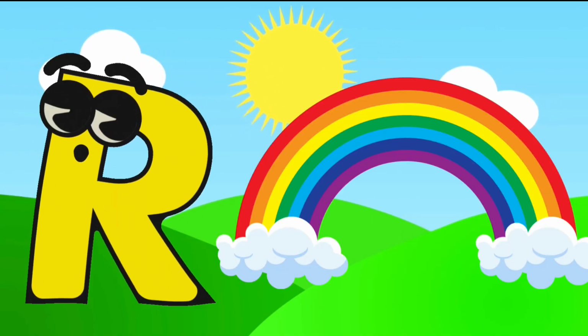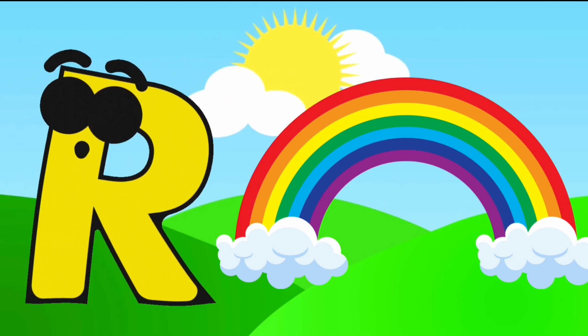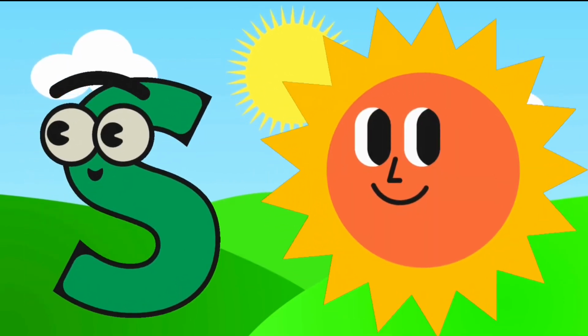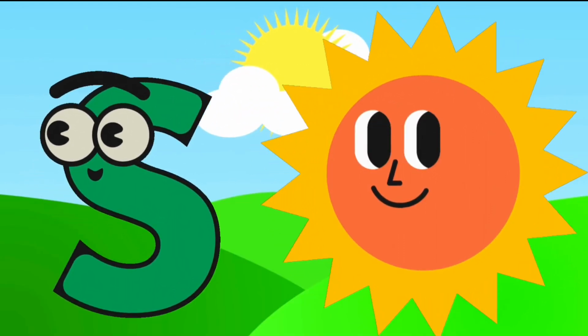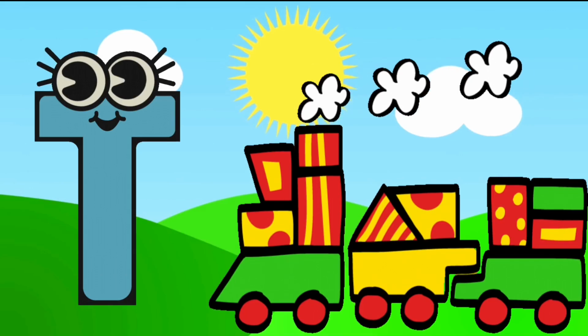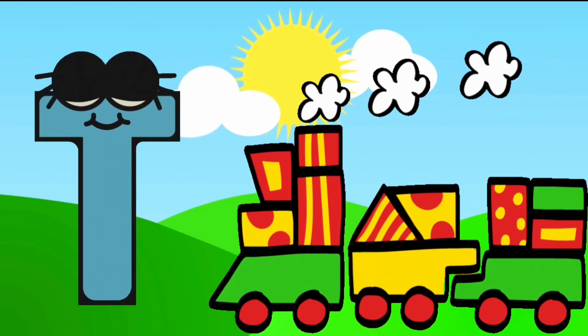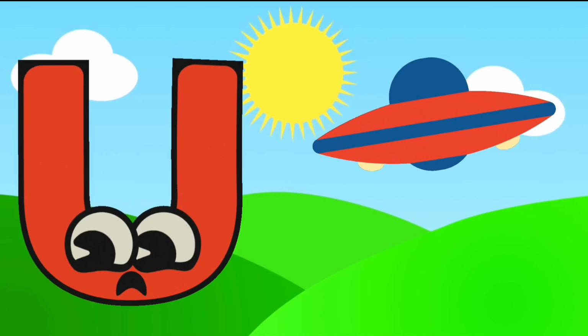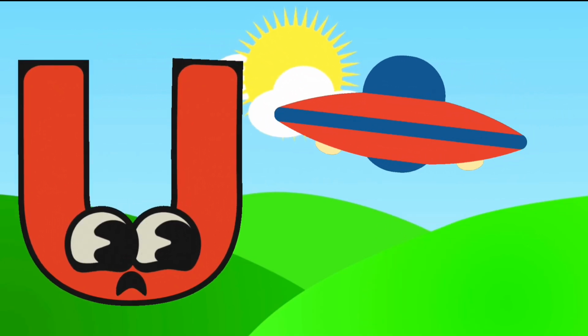R is for rainbow. S is for sun. T is for train. U is for UFO.